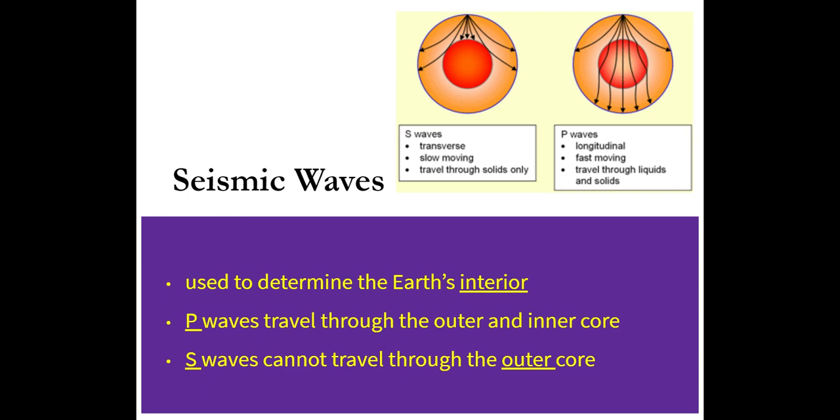Seismic waves. There are two different types of seismic waves that we will discuss on this page. There are S waves and P waves. This is just a brief overview. We're going to do more seismic waves in the next set of notes.